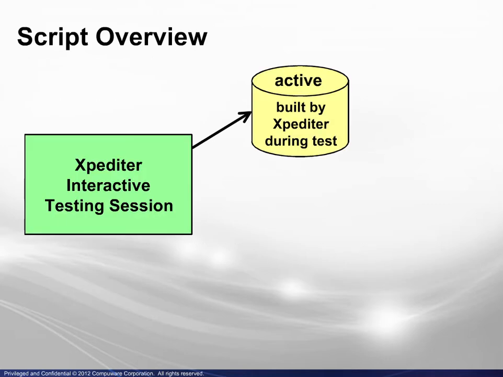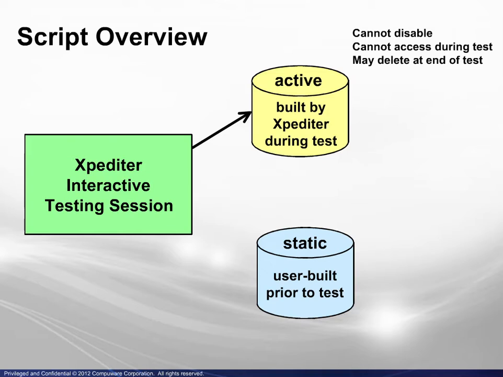During an Xpediter interactive testing session, an active script file is built automatically by Xpediter. It contains Xpediter commands recorded as used during the test. This recording process cannot be disabled. The file is not accessible during the test, but may be saved or deleted when testing is complete. Optionally, a static user-built script file may be used to supply Xpediter commands to be used during testing. These are called initial, post, and test scripts.